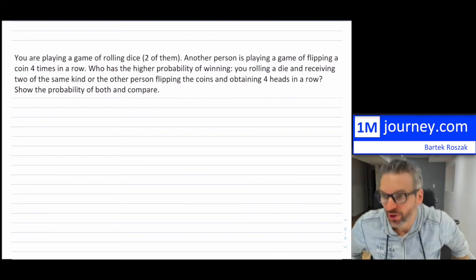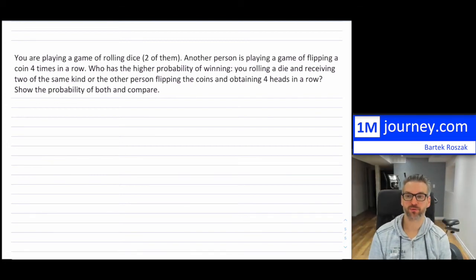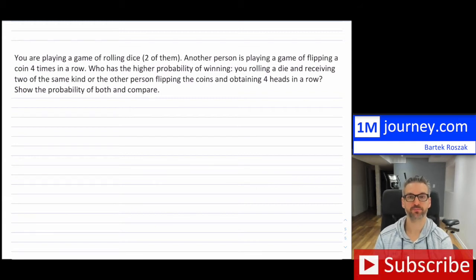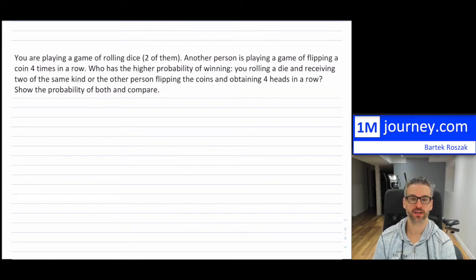All right, so you are playing a game of rolling dice, so two of them. Another person is playing a game of flipping a coin 4 times in a row. Who has the higher probability of winning? You rolling a die and receiving 2 of the same kind, or the other person flipping the coins and obtaining 4 heads in a row.